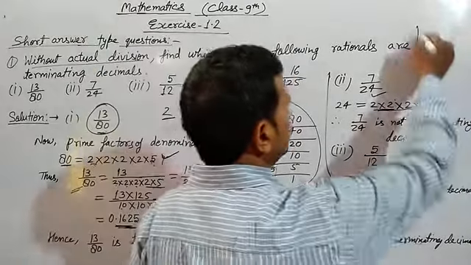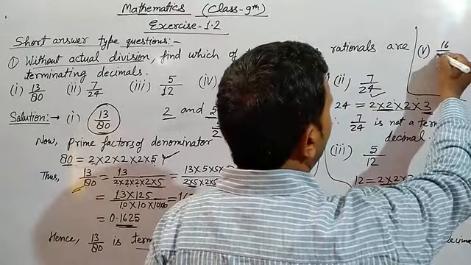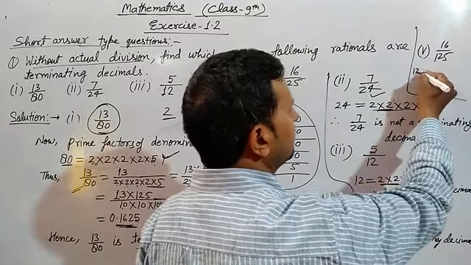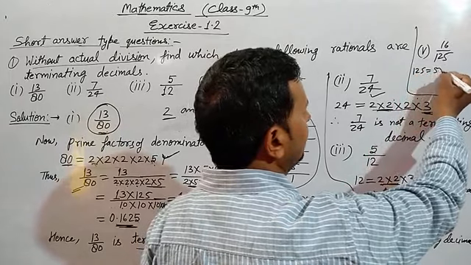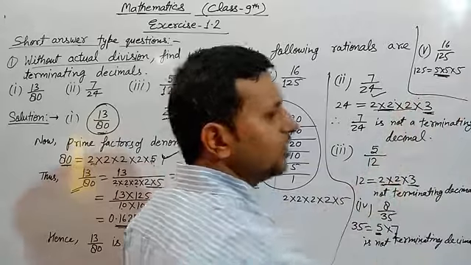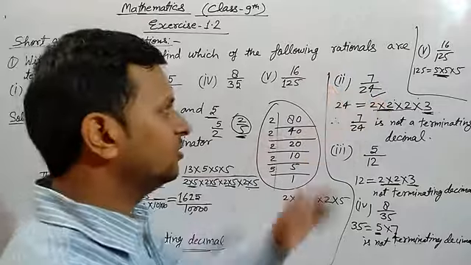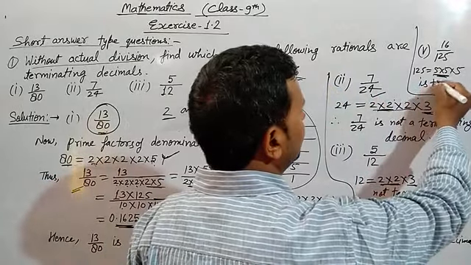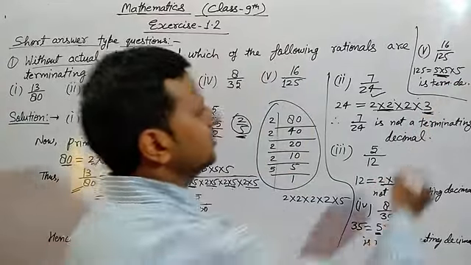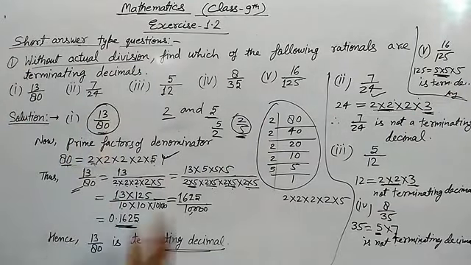Same as here, part 5 we can solve. Part 5 is 16 upon 125. We select the denominator 125. 125 is equal to 5 into 5 into 5, 3 times. Means 5 is given. I have told that if 2 alone is given or 5 alone is given, it is also called a terminating decimal. Okay, this is a terminating decimal. It is the answer. In this way I have solved all 5 parts.